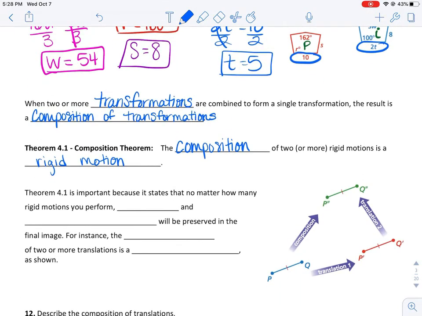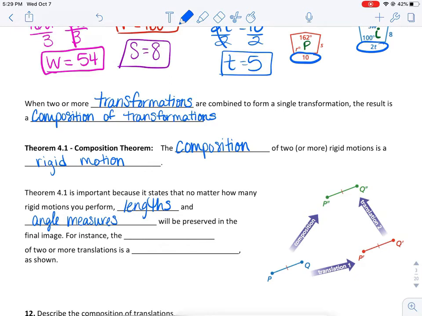So here we can see some support for that. There's an image to the right, some blanks for us to fill in here on the left. That theorem, the composition theorem, is important because it states that no matter how many rigid motions we perform, lengths and angle measures are going to be preserved in that final image.